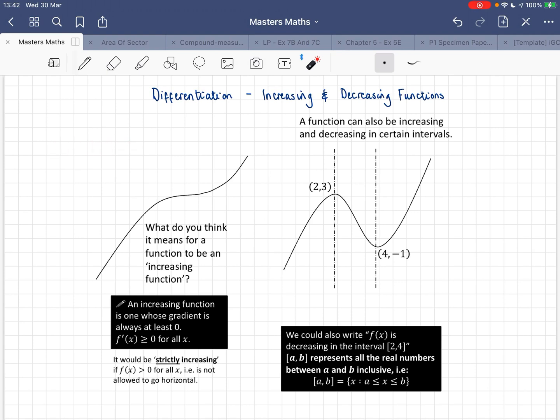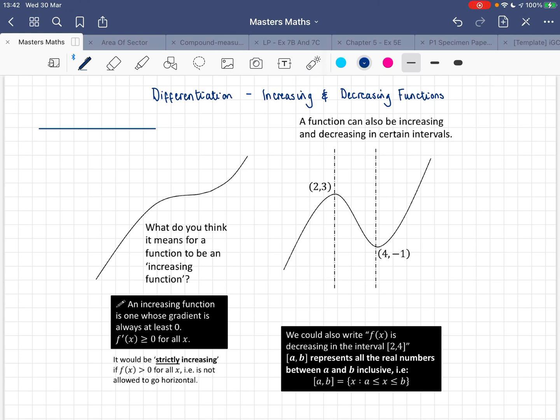It would be horizontal, like that. Our gradient would be horizontal, which technically is still increasing. But if we were strictly increasing, then it has a positive gradient, which means the curve is going up, is increasing.